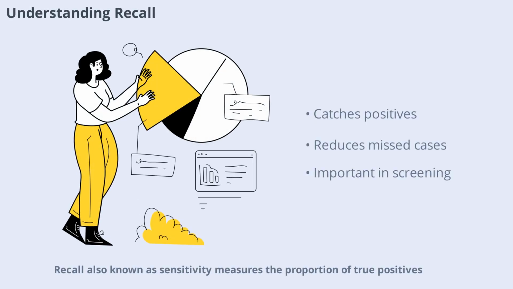Recall, also known as sensitivity, measures the proportion of true positives identified out of all actual positives. It answers the question, out of everything that should have been detected, how much did the model actually find? Recall is crucial in scenarios where missing a positive case is risky, such as disease screening. High recall ensures that most positives are caught, but it can sometimes come at the expense of more false positives. Balancing recall and precision is key.